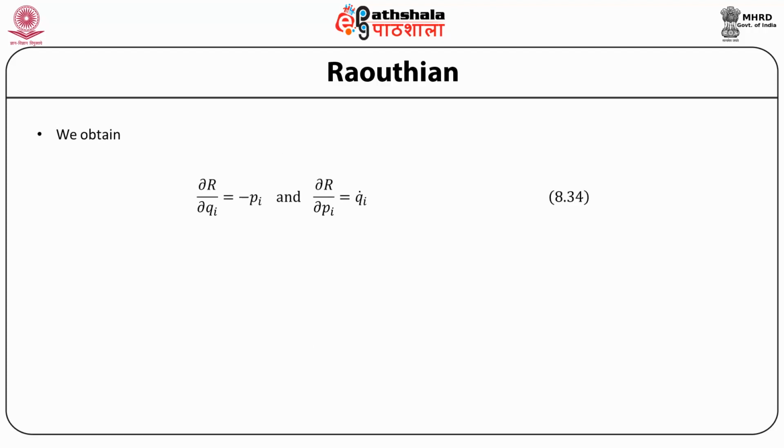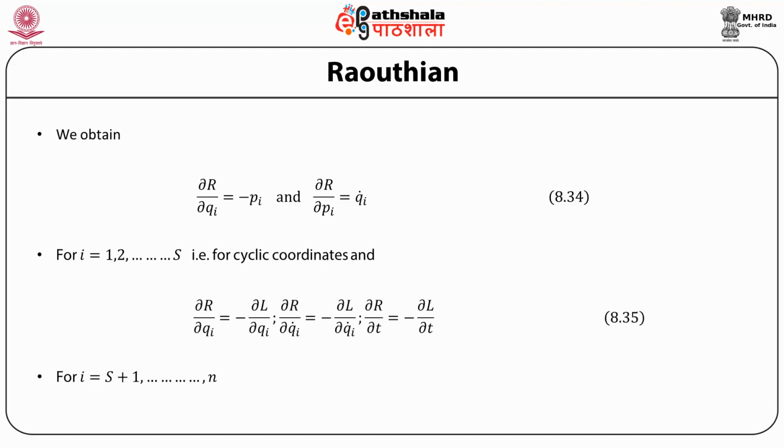and we obtain that the partial derivative of this function R, which we have defined, with respect to qi is minus pi dot, and the partial derivative of R with respect to pi is qi dot, for i equal to 1 to s, that is for cyclic coordinates. For the non-cyclic coordinates, dR by dqi is equal to minus dL by dqi, and dR by dqi dot is the same thing as minus dL by dqi dot, etc., for all i's which are not cyclic.